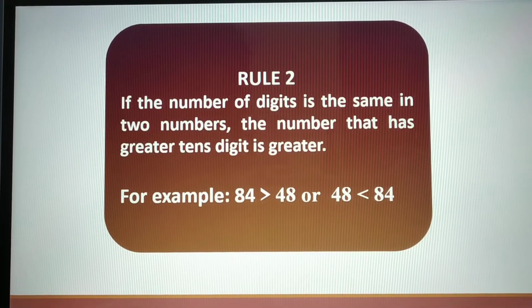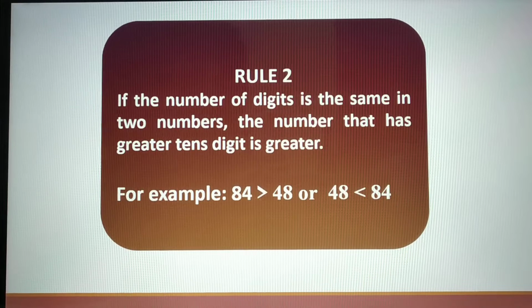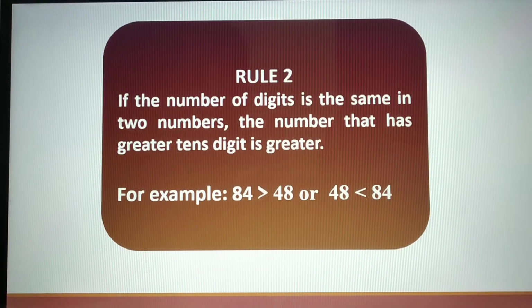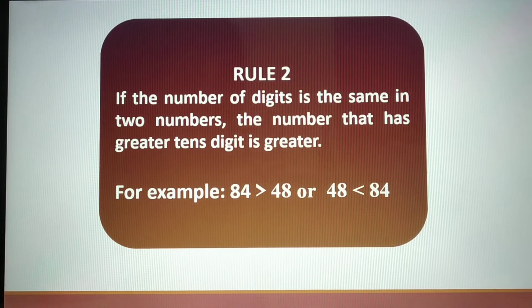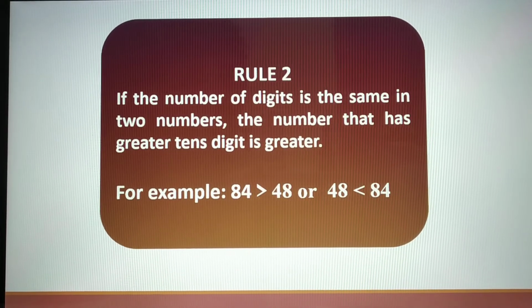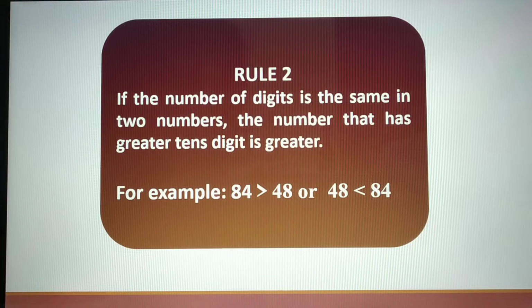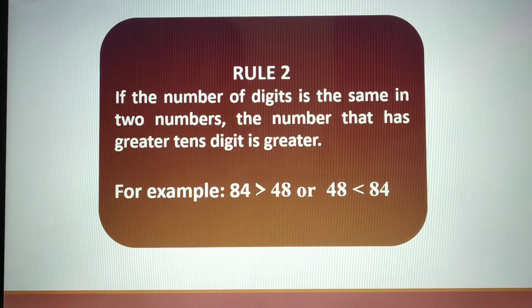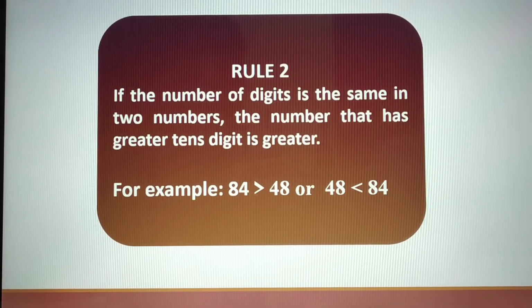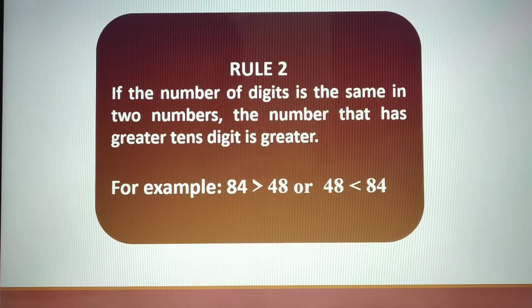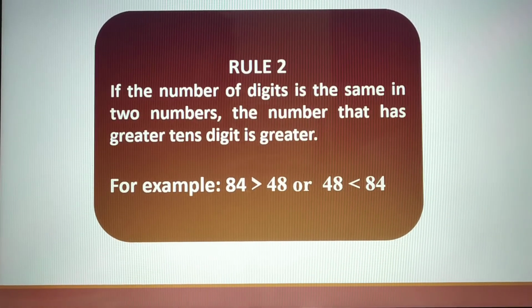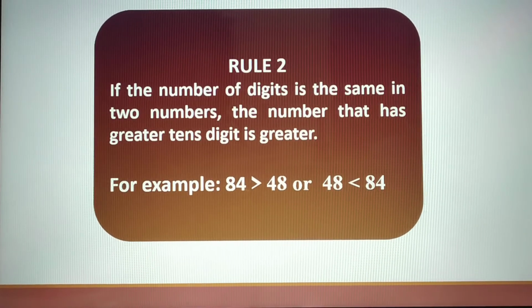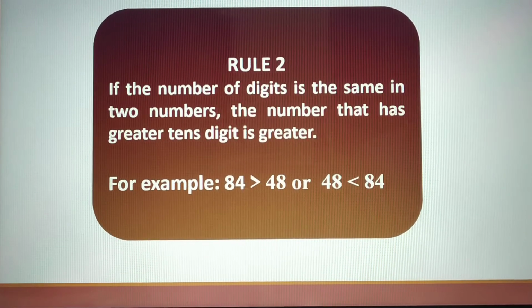Rule number 2. If the number of digits is the same in 2 numbers, the number that has the greater tens digit is greater. For example, 84 is greater than 48. In 84, two digits are used, 8 and 4. In 48 also two digits are used, 4 and 8. In both numbers we are using 4 and 8.